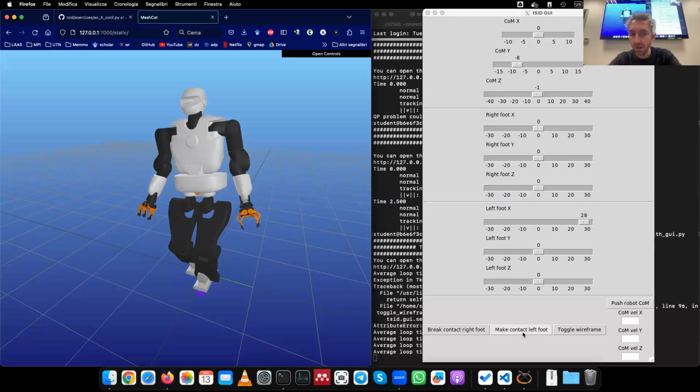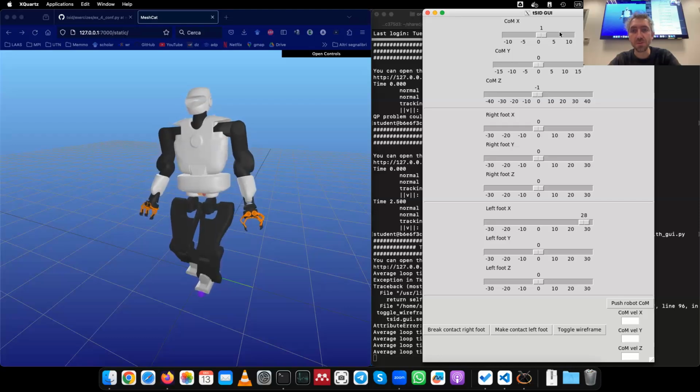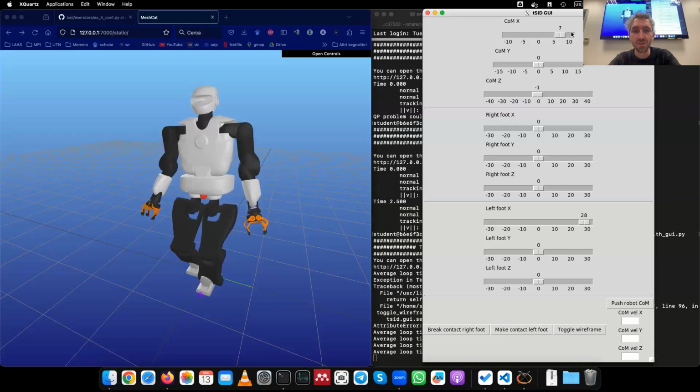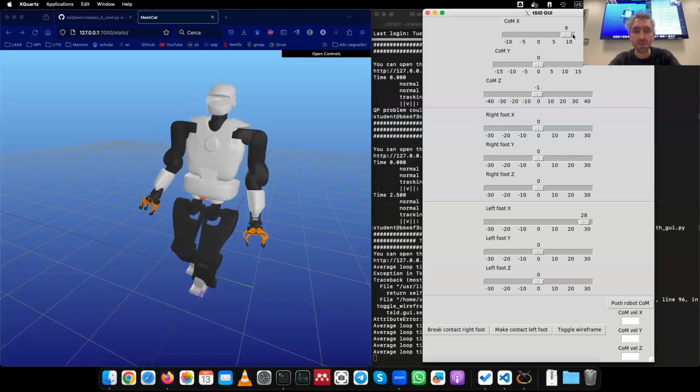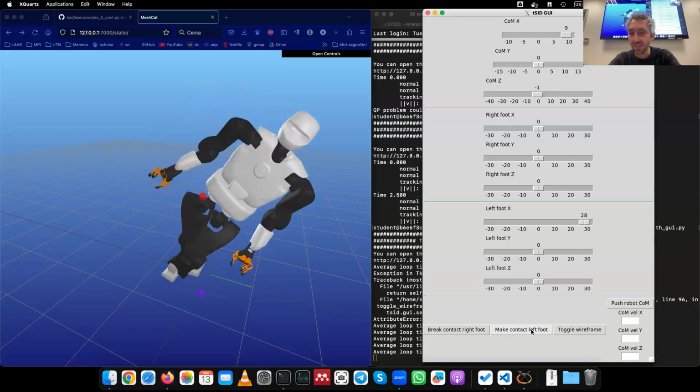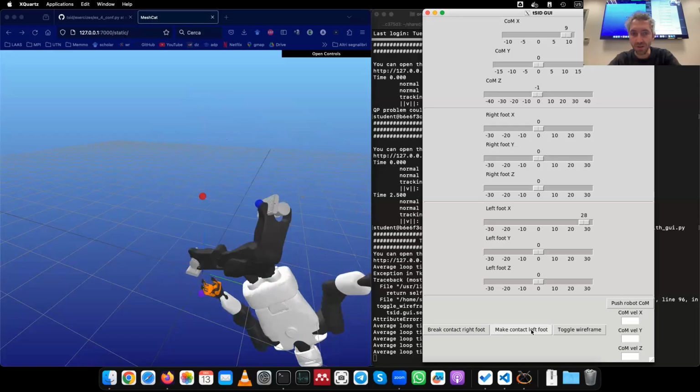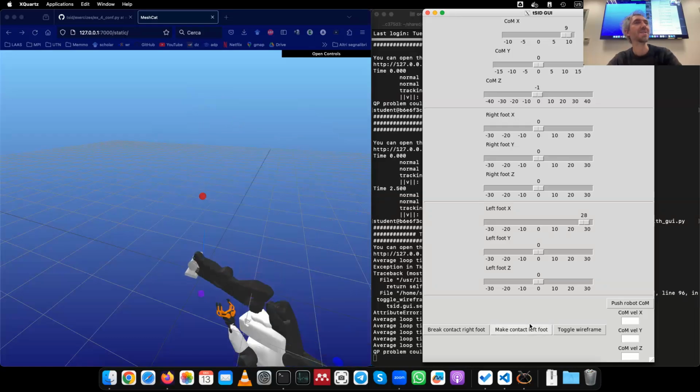And then I can re-establish the contact with the left foot by clicking on this button. And then, if I'm really patient, I can move the COM position forward and on the right foot. No. I think I didn't click this well. So I didn't really make the contact with the left foot again, so it fell down. But I think you get the idea.